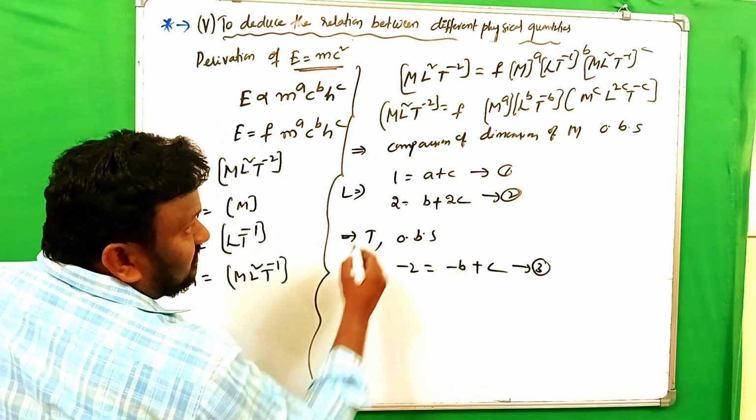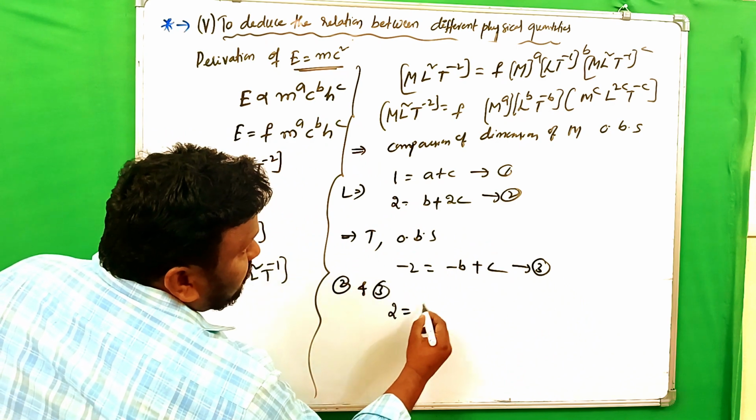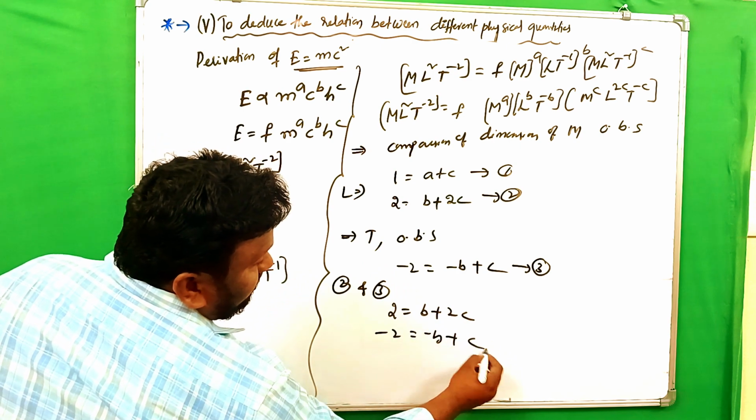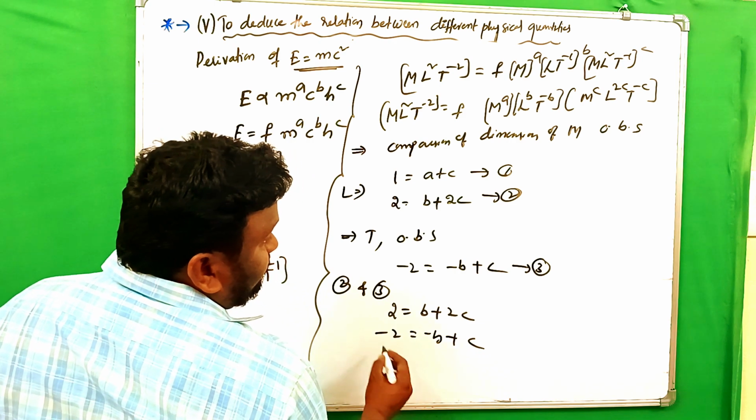So we can take equation number 2 and 3. From equation number 2 and 3 we can add them. 2 is equal to b plus 2c and minus 2 is equal to minus b plus c. Clear? Then what do you get here?